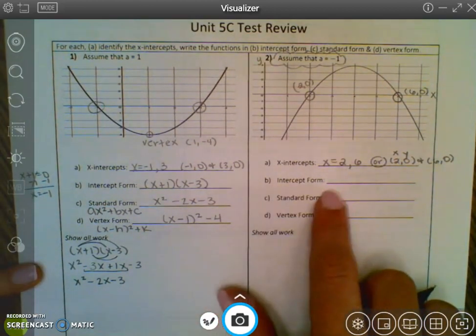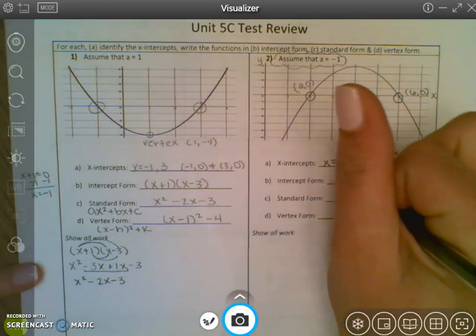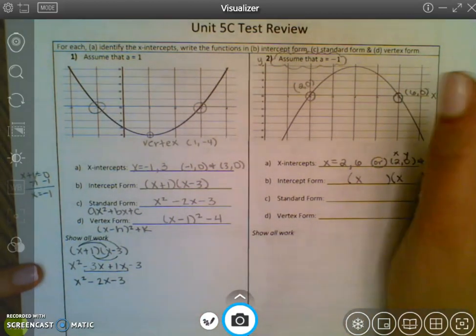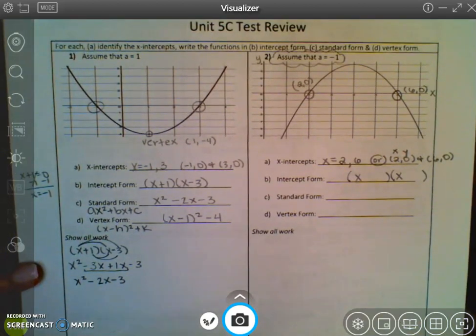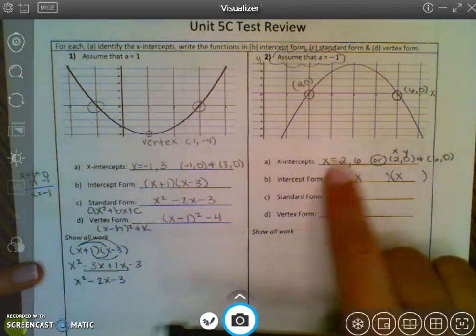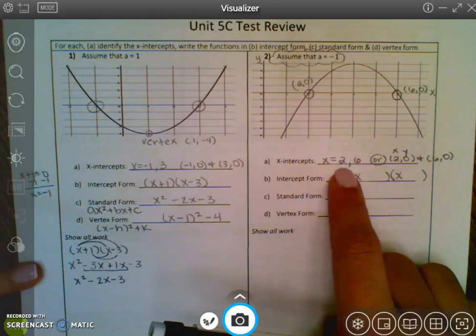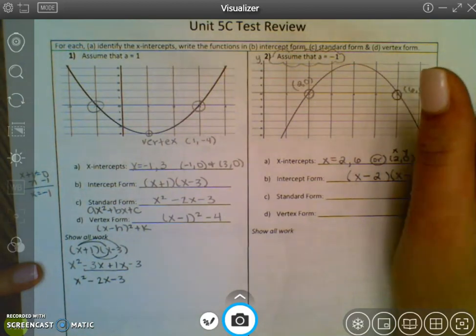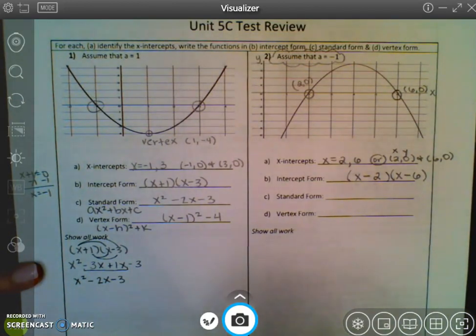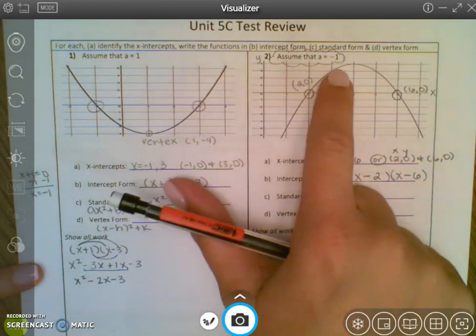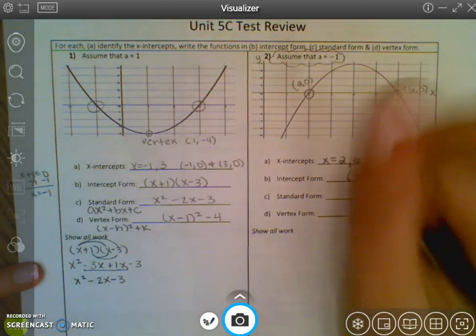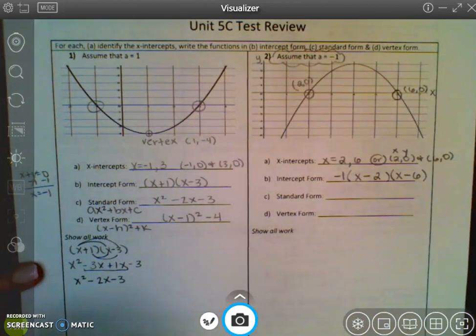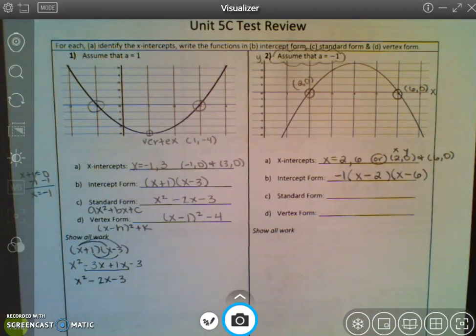For intercept form, this is when it's factored. So this is when it looks like this: x in parentheses and x in parentheses. It's always going to be opposite of your x-intercepts. So if this one's a 2, then down here, it's going to be a -2. 6 is going to be a -6. The other important information they told us was assume A is -1. A is going to go out front, so I'm going to put a -1 out front. You could also just put a negative out front. You can see it either way.